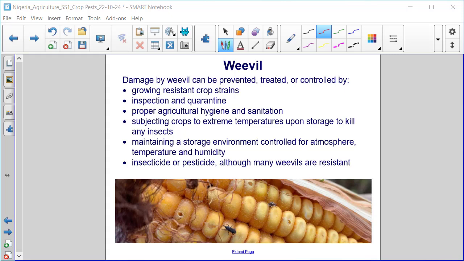Damage by weevil can be prevented, treated, or controlled by growing resistant crop strains, inspection and quarantine, proper agricultural hygiene and sanitation, subjecting crops to extreme temperatures upon storage to kill any insects, maintaining a storage environment controlled for atmosphere, temperature, and humidity, insecticide or pesticide, although many weevils are resistant.